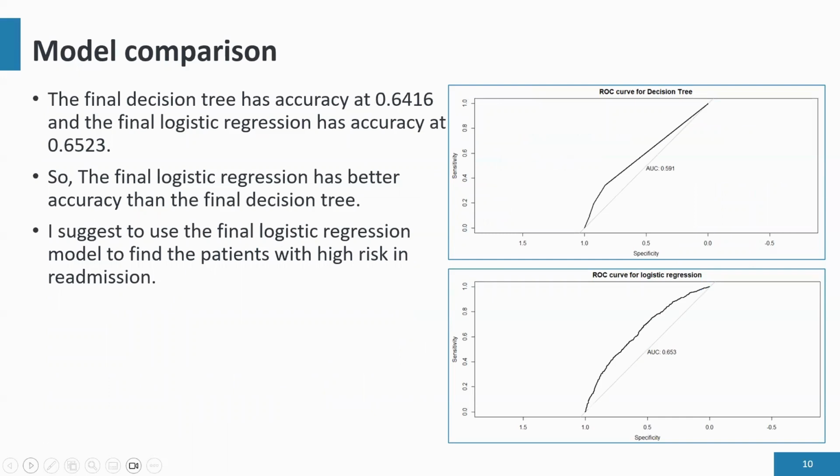About the model comparison, when comparing the decision tree model and the logistic regression model, the final decision tree has an accuracy of 0.6416, and the final logistic regression has an accuracy of 0.6523. So the final logistic regression has better accuracy than the final decision tree. I suggest using the logistic regression model to find the patients at high risk of readmission.